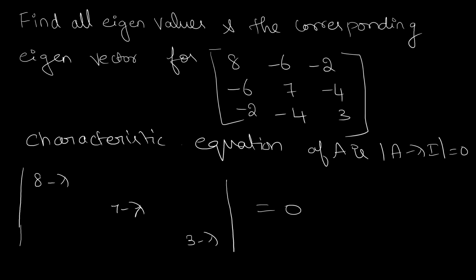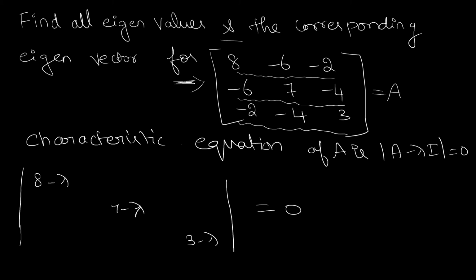Okay. Now let's see this problem. Find all the eigenvalues and the corresponding eigenvectors for the given matrix. So this is the given matrix, and I'm just taking this as A. This is the first row: 8, minus 6, minus 2. Second row is minus 6, 7, minus 4. And the third row is minus 2, minus 4 and 3.